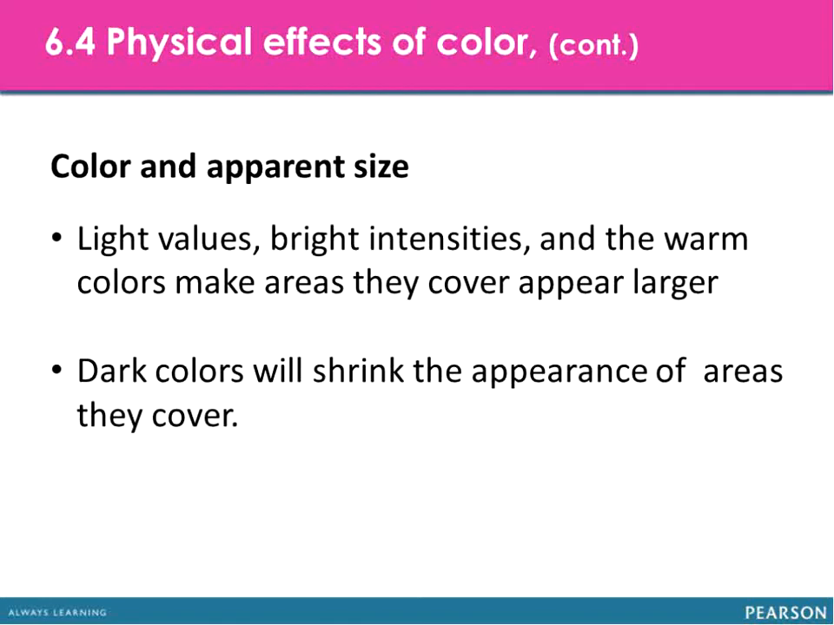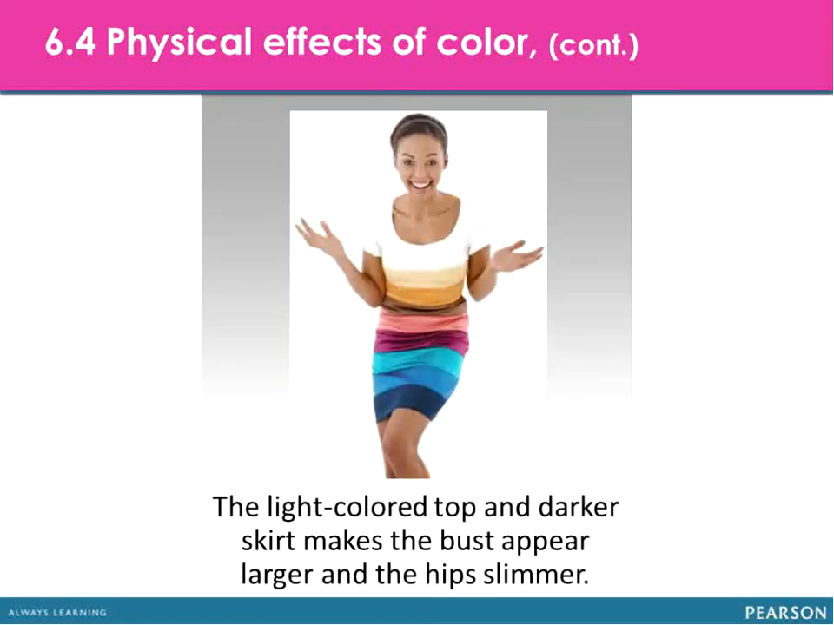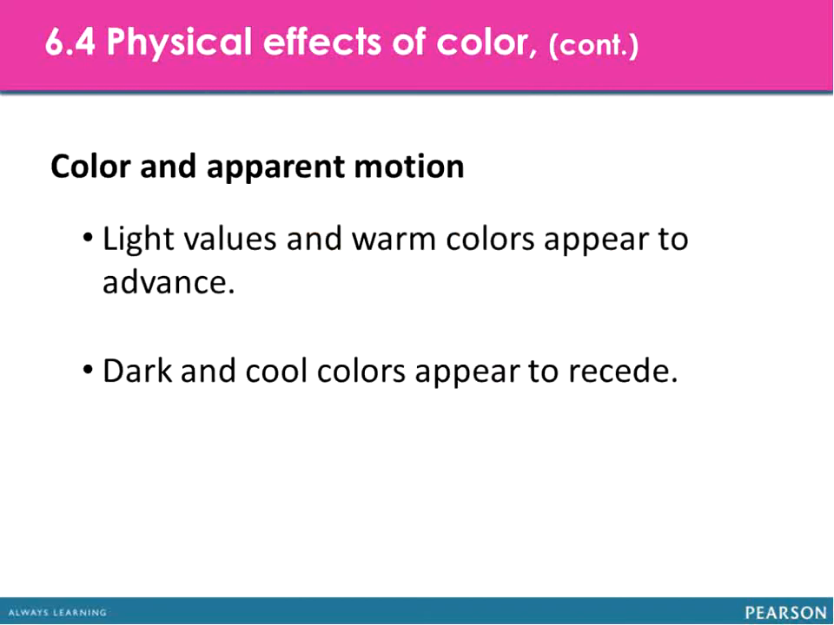Color and apparent size. Lighter values, bright intensities, and warm colors make areas they cover appear larger. Dark colors will tend to shrink the appearance of areas they cover. Keep that in mind when you think of dressing different body types. Here's an example. In this little dress, the lighter colored top area makes the bust appear larger, whereas as the colors begin to get darker down the length of the dress, the skirt appears narrower.